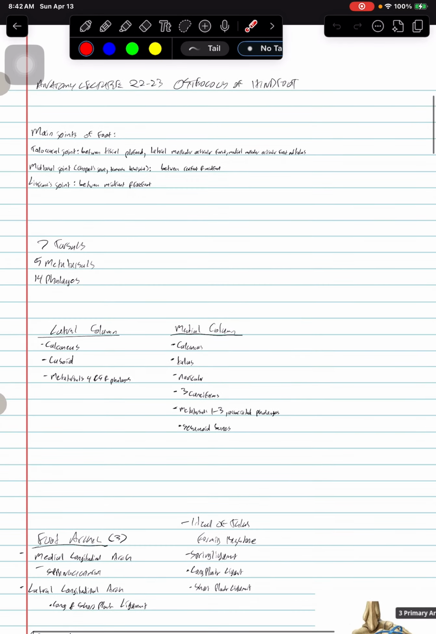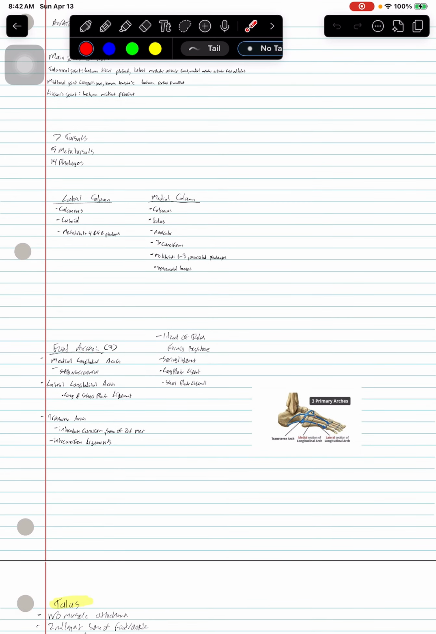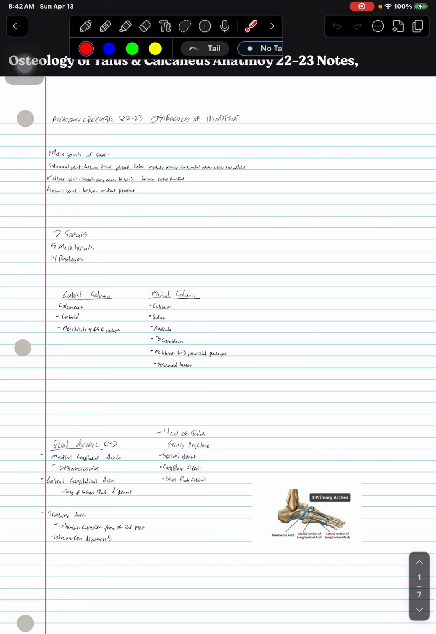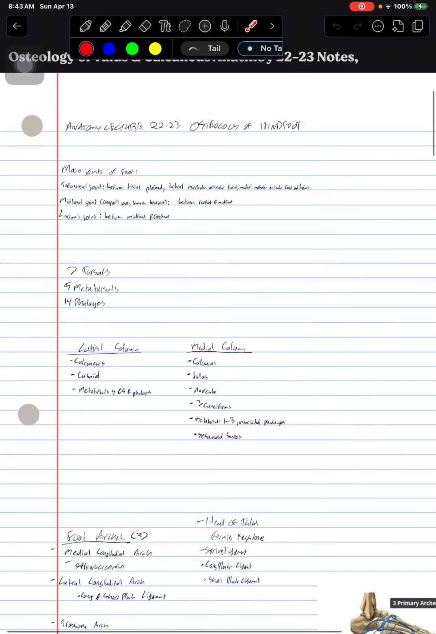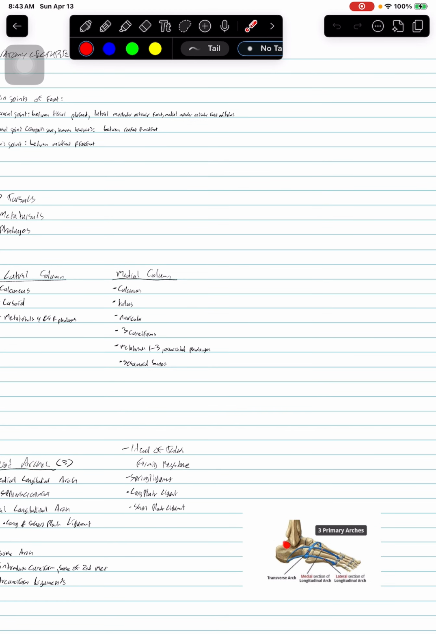The main joints of the foot are the talocrural joint, which would be between the talus and the cuboid and the navicular bones. You also have your talocrural joint, which would be between your tibia, your talus, and your lateral medial articular facet. So your talocrural joint is actually up here, not here.